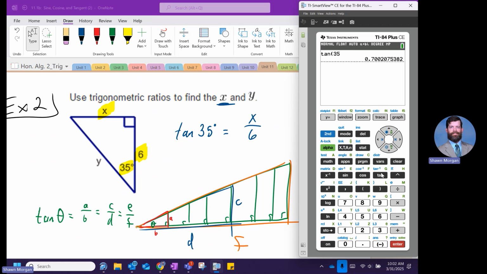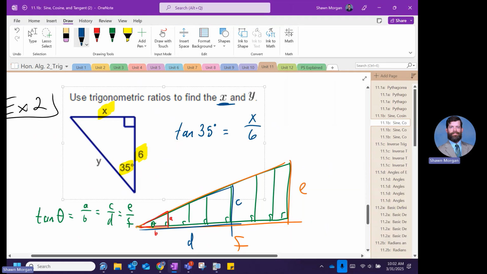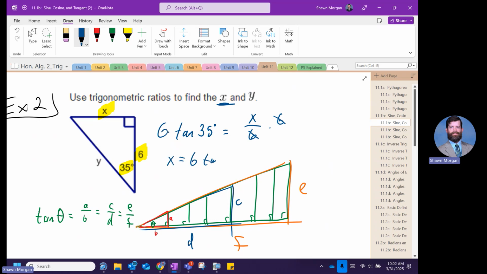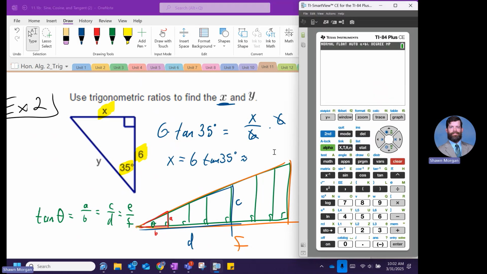But what do I do with that number to get my answer? Just like in the warm-ups, we're going to multiply by 6. So just like right here in blue, we would say, hey, times both sides by 6. Now on my calculator, I can say x equals 6 tangent 35, or approximately whatever 0.7 times 6 is. 4.2.